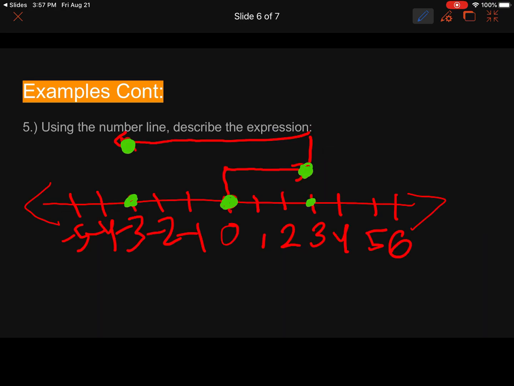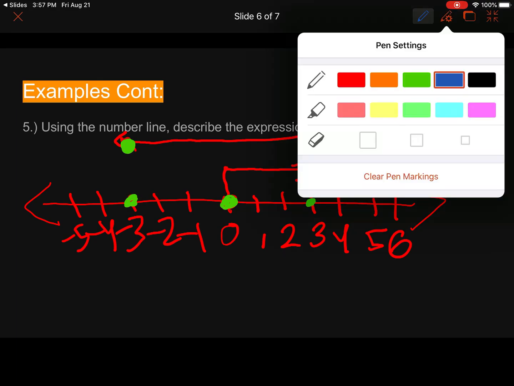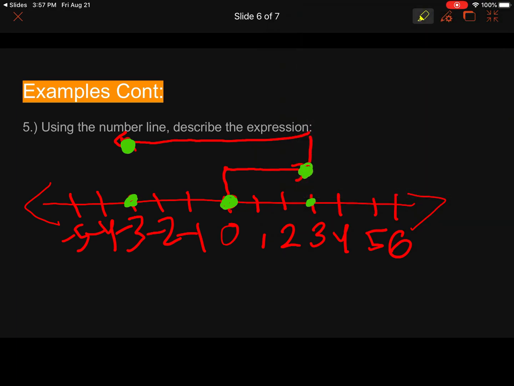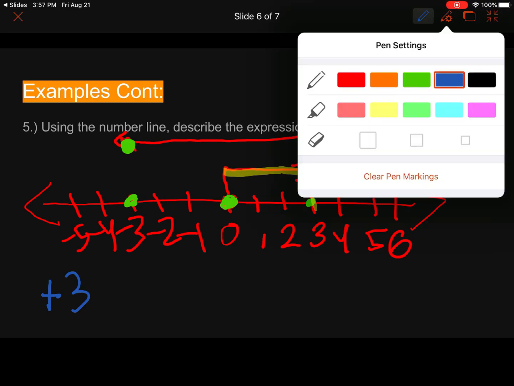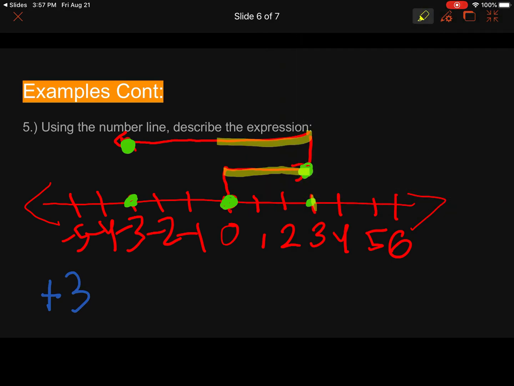So using the number line, let's describe the expression. Okay, so let's see what we're working with here. If we're starting off, we're starting at 0. Our original value is 0. And then we're going 3 places in the right direction. And right is positive, so we'll be starting with a positive 3. Then we are going to the left this many places, or 1, 2, 3, 4, 5, 6. Remember, moving to the left is always going to be negative, so this would be a negative 6.